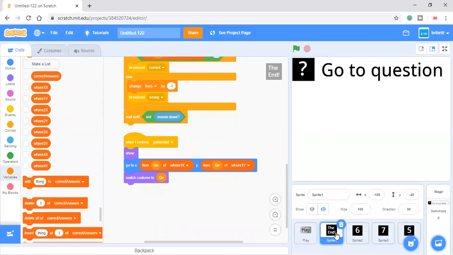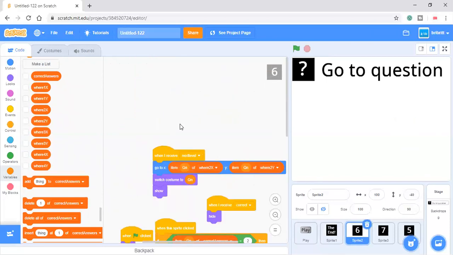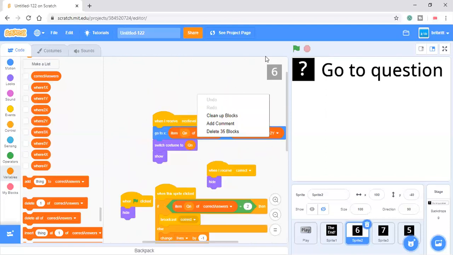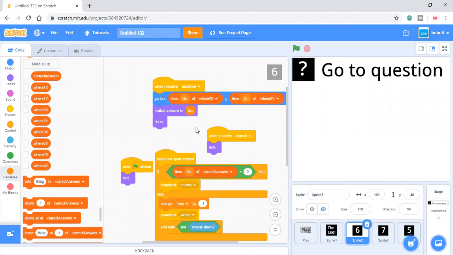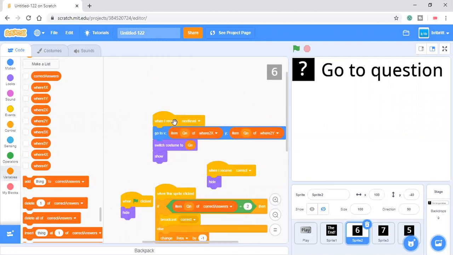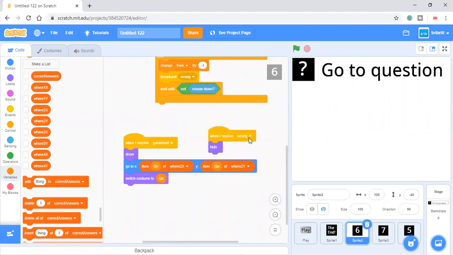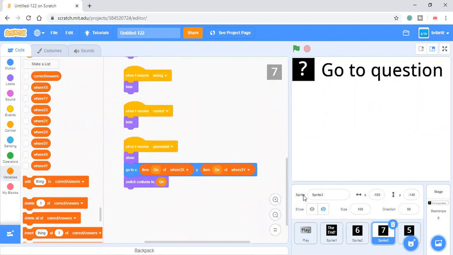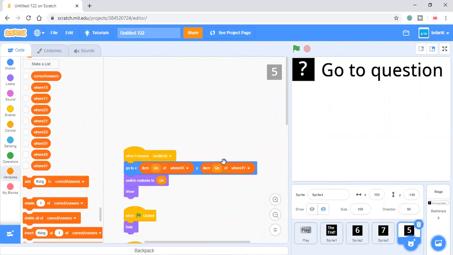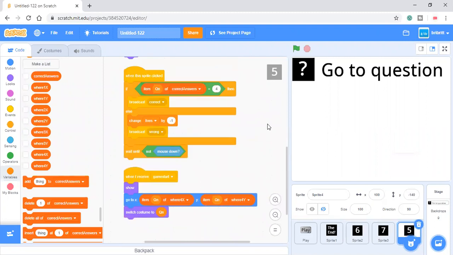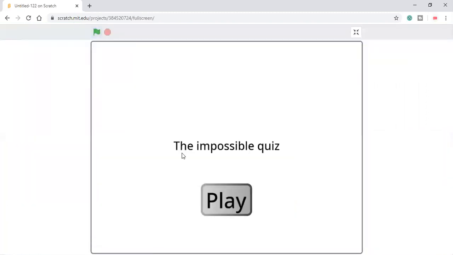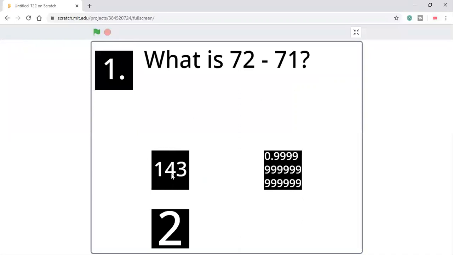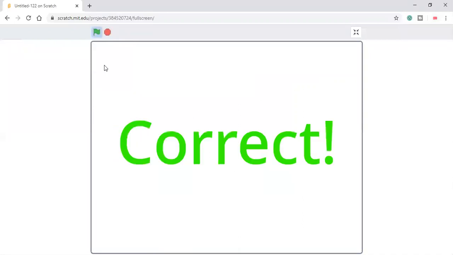So you just duplicate this sprite. So sprite 1, you duplicate it to sprite 2, and sprite 2, you duplicate it to sprite 3. And just make sure to change this to where 2x, this to where 2y, this to 2, this to where 2x, and this to where 2y. Same for this, and we put where 3x, where 3y, 3, where 3x, and where 3y. And 4, where 4x, where 4y, 4, where 4x, and where 4y. So now we've got a complete quiz that we can play. And you can just lose 3 times in a row, if you insist.